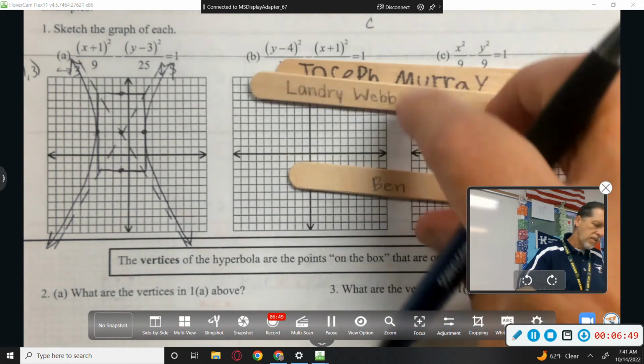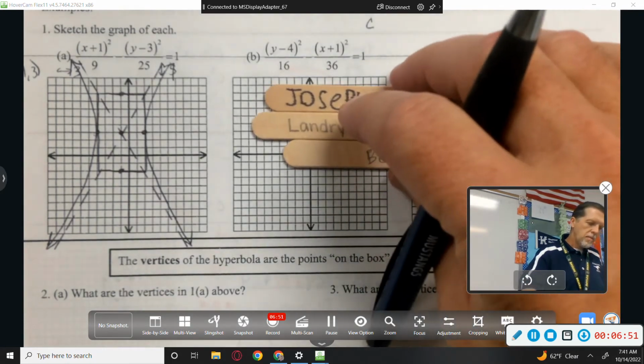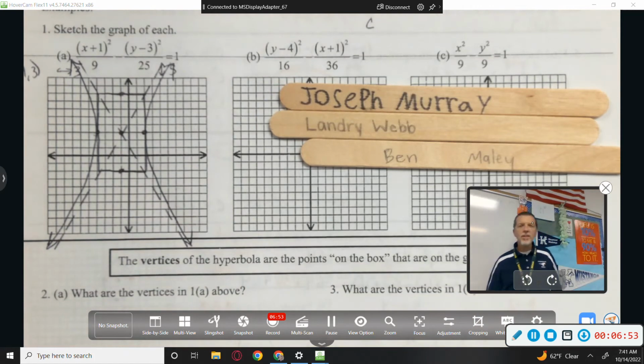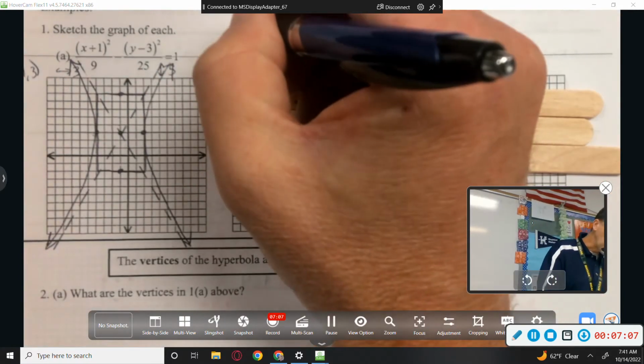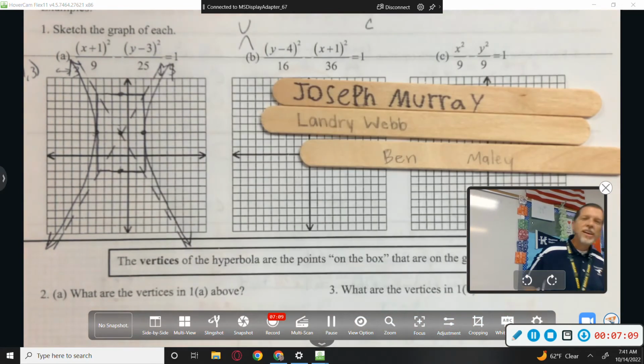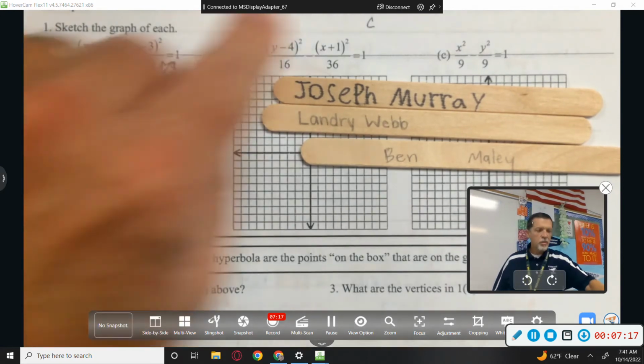Next one. Maybe to make sure we get this right, Joseph, let me ask you big picture. On B, is this going to be an up and down hyperbola or a left and right hyperbola? Up and down. And how did you know that? Because y is first. Y is first, so it's up and down. And so some students, I'll even see this on tests, I'll see a little up and down hyperbola right there. They're sort of making a note to themselves that regardless of the details, I better finish with an up and down hyperbola.